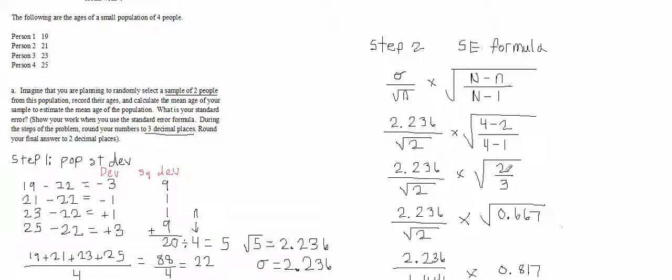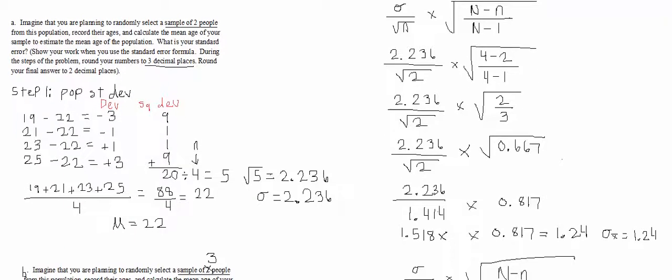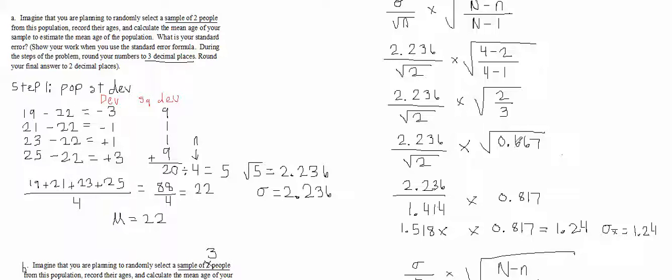We divide 2 by 3, and we get this answer right here under the square root, 0.667. That's rounded to 3 decimal places. And then next, we just take the square root of this number, and we end up with 0.817. The square root of 0.667 is 0.817.